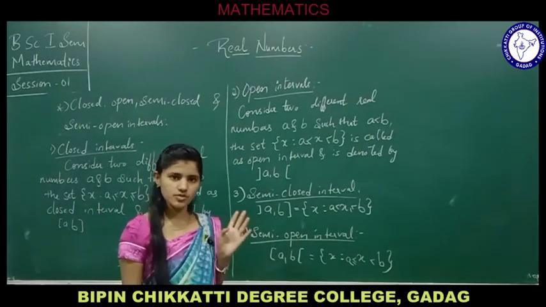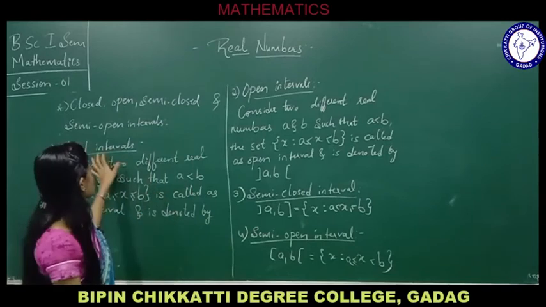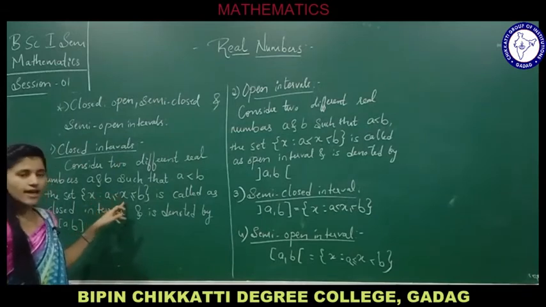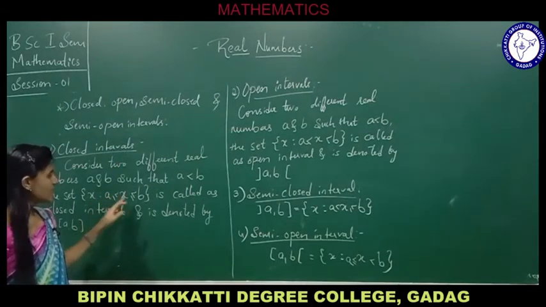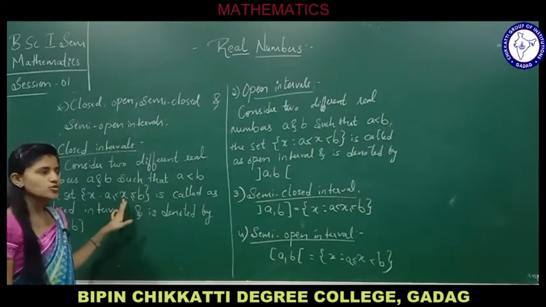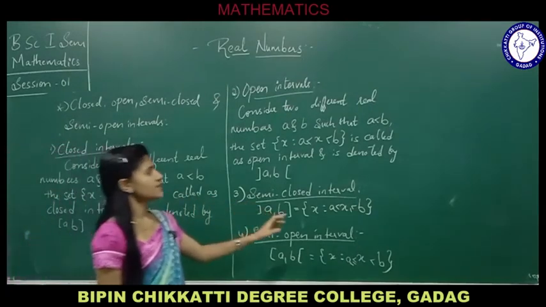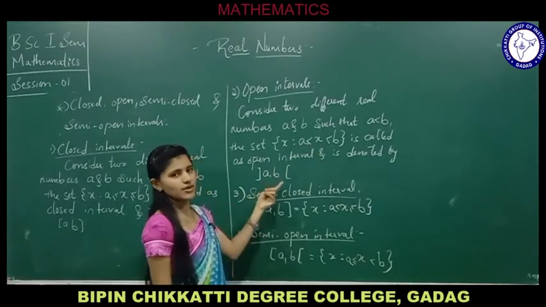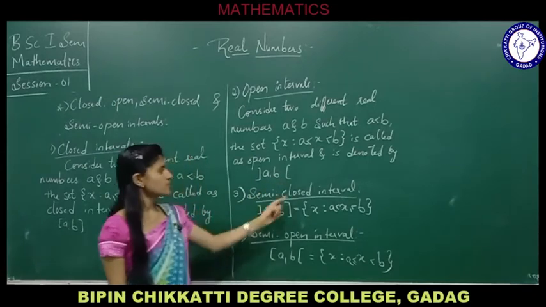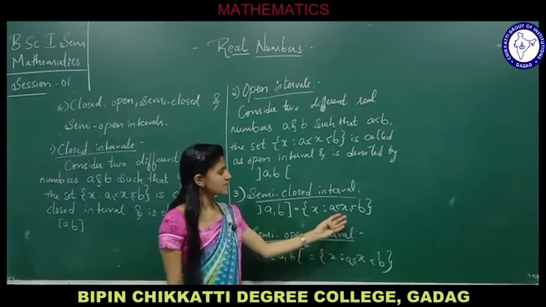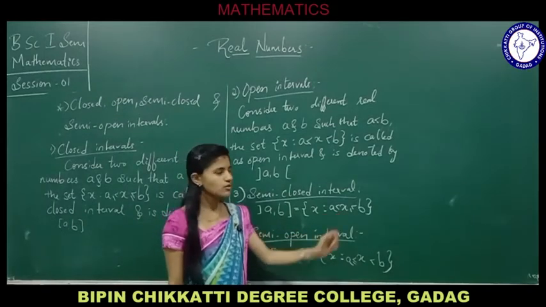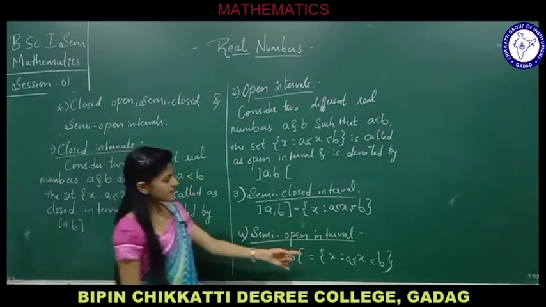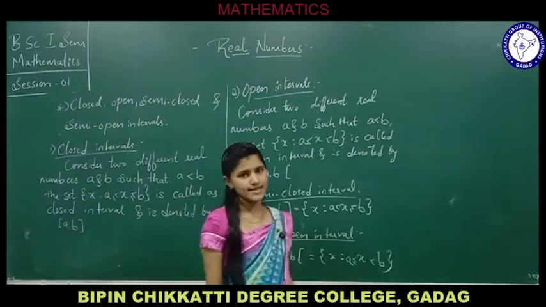We studied four types of different intervals. The closed interval, where the set x is such that x is greater than or equal to a and less than or equal to b. What about the open interval? x is strictly greater than a and strictly less than b, denoted as the open interval a comma b. The semi-closed interval: x is strictly greater than a but less than or equal to b. And the semi-open interval: x is greater than or equal to a and less than b.